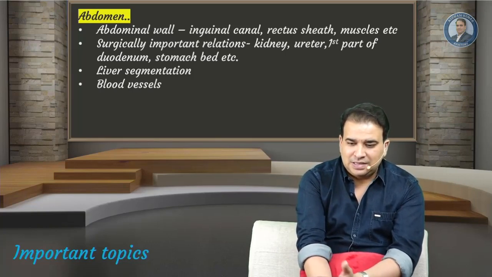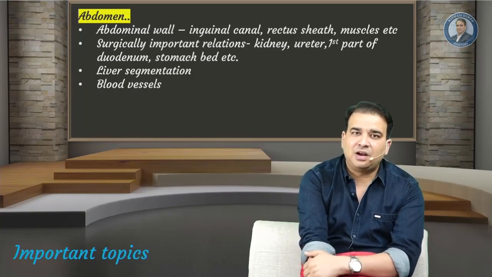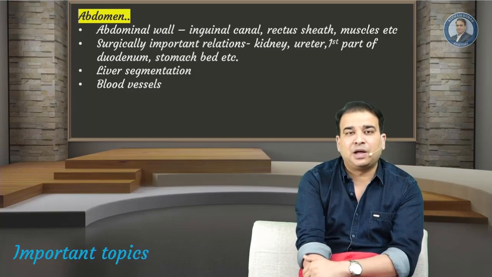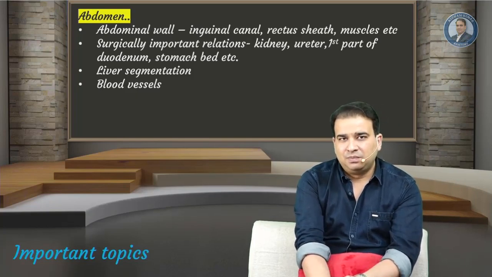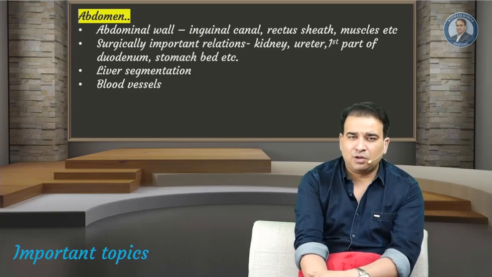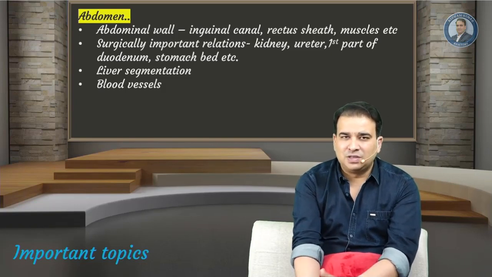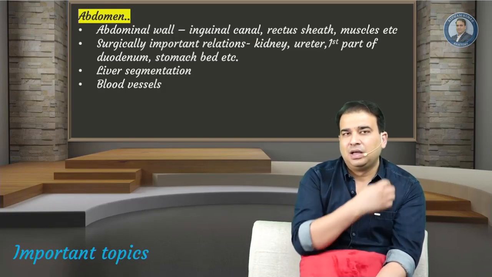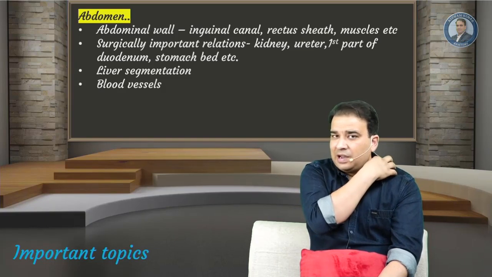Blood vessels: the celiac trunk, superior and inferior mesenteric artery, internal iliac artery. At least read the branches of all these arteries. You might get some one-liners on this, like which of the following is a branch of this artery, or not a branch of this artery, which is usually asked in the case of the internal iliac.